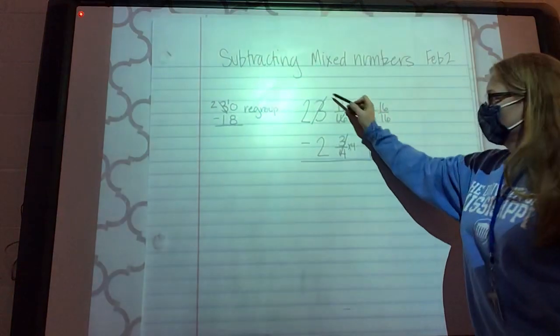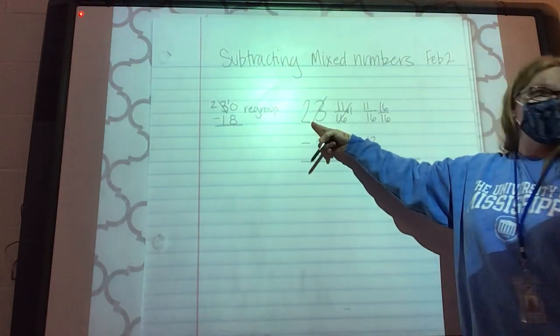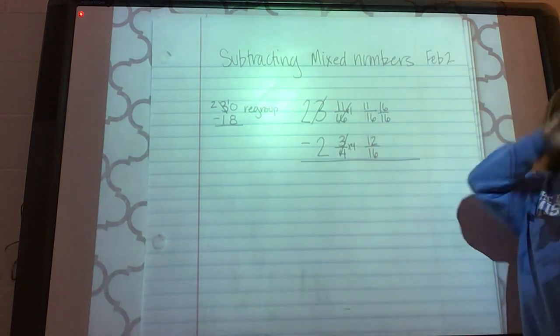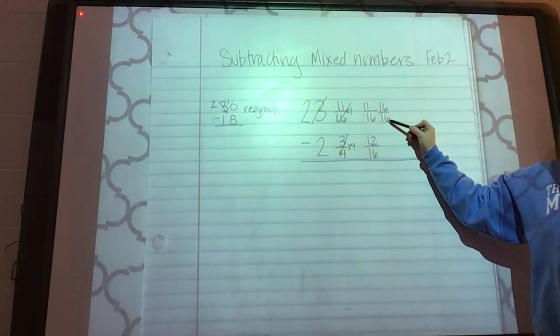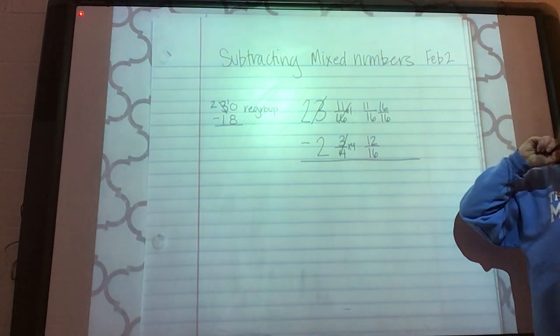So let's go back right here. We said we can't have 11 minus 12, so we're going to go here and regroup. We're going to take one away, but the one we took away is still 1, it just looks like 16/16. Where did 16 come from? Our denominator tells us exactly what that's supposed to be.